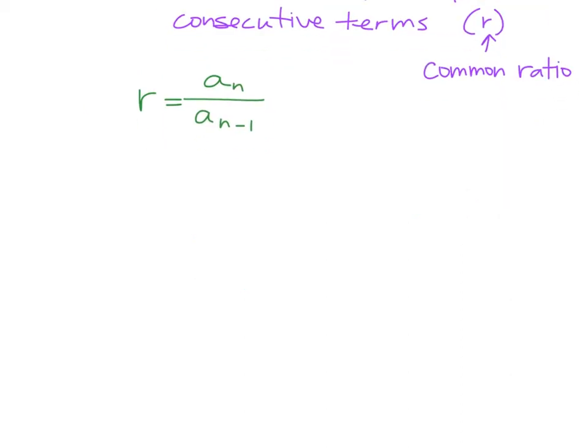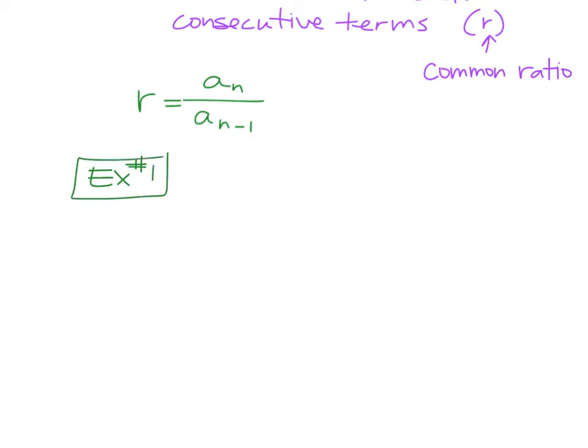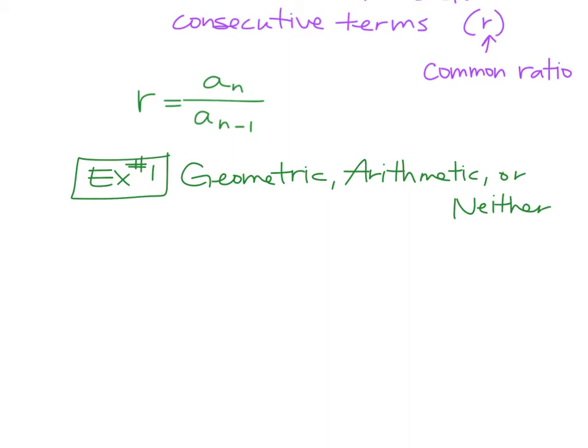So here's an example for you. First thing I want to know is this geometric, arithmetic, or neither? Okay, so I'm going to give you a couple sequences, and see if you can tell me. So 5, 10, 15, 20, 25, and so on and so forth. If I take that, is that geometric, arithmetic, or neither?